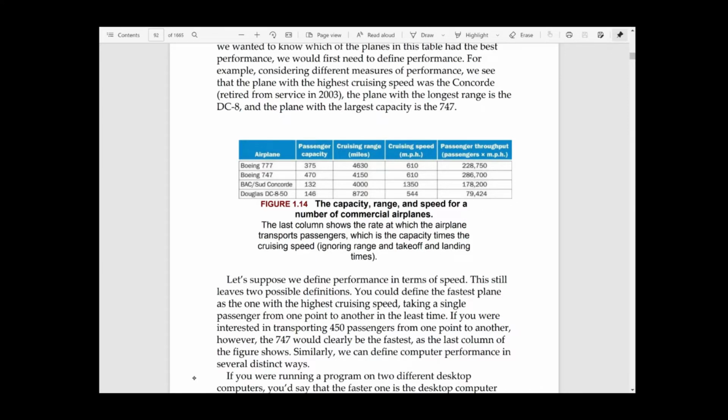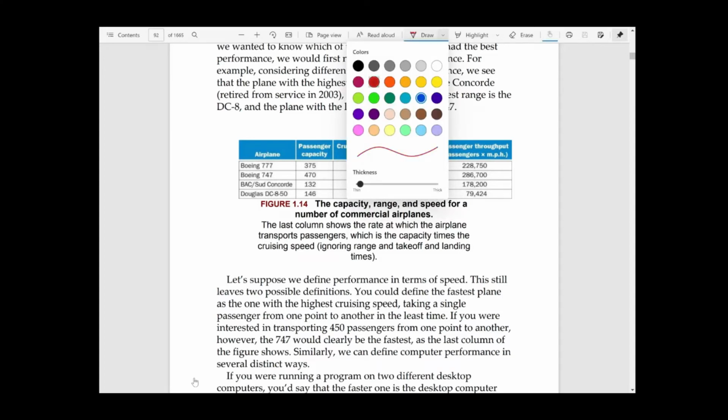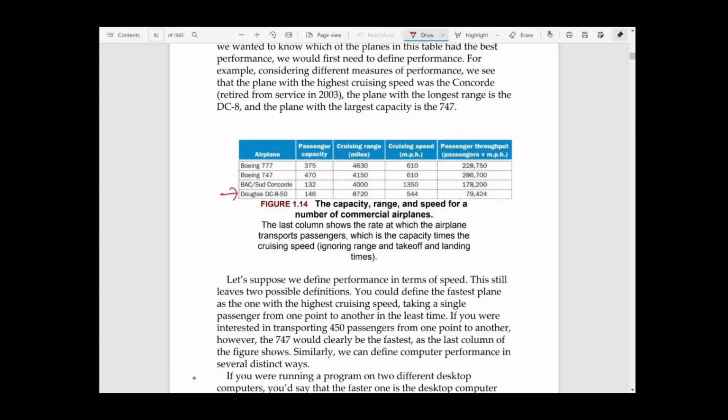From this table, with different airplanes, how can you say which airplane has the better performance? It depends on what you are trying to measure, how you are defining performance. If I am only concerned about speed, then the last one is better, because its speed of 544 is faster than any other airplane here. But you can see the passenger capacity is only 146.